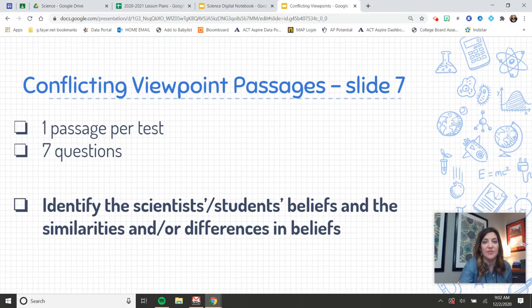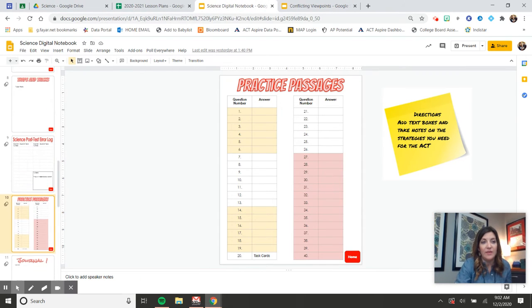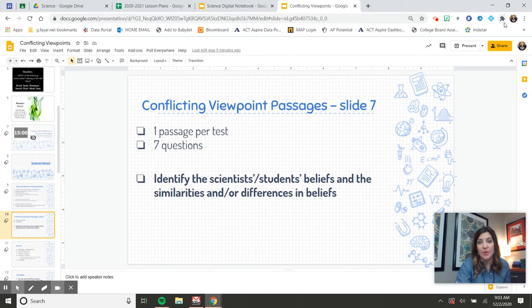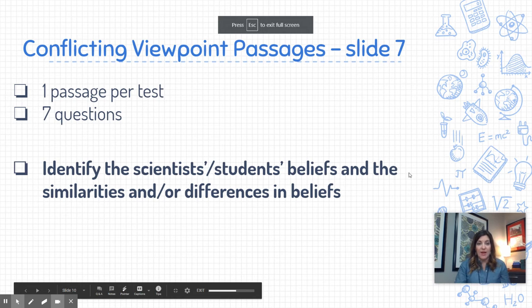Today, what we're talking about are these conflicting viewpoints passages, and your notes are going to go on slide 7, which is right here. All right. So this is the only other type of passage you'll see, and you can see there's 1 per test, and there are 7 questions per passage. So again, in your notes, you only have to write what's in bold, so keep that in mind.